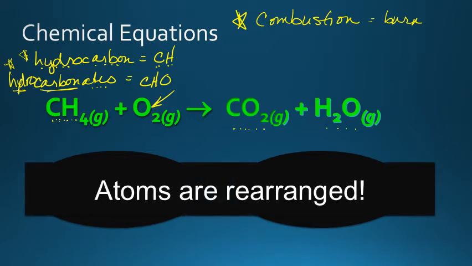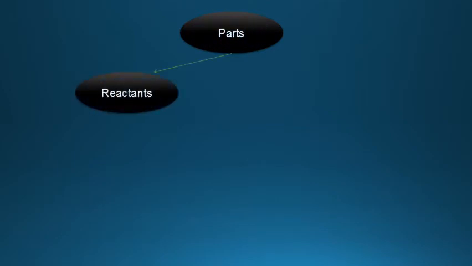Atoms get rearranged. That is crucial to a chemical equation. In a chemical change, which we write by writing a chemical equation, the atoms are rearranged. Okay, there are some things you need to know. We've got some parts of a chemical equation. The first part is the reactants, the stuff you put together. Those are on the left.